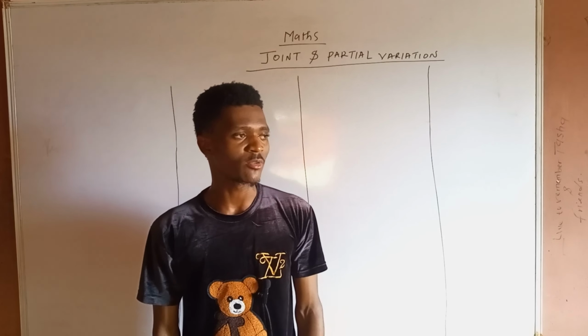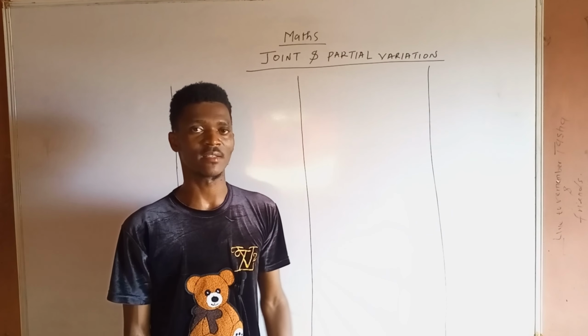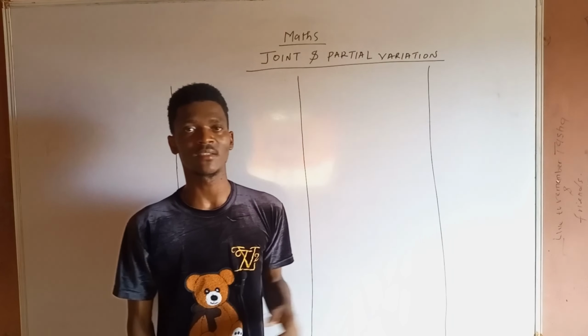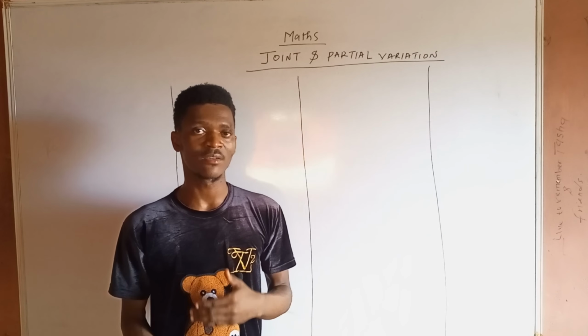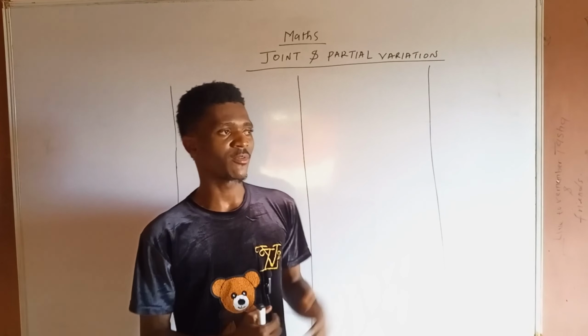So today we are going to be looking at the concluding video of our variation class, and that is joint and partial variation. In our previous video, we considered direct and inverse variation. Alright, so now we'll start by looking at joint variation.